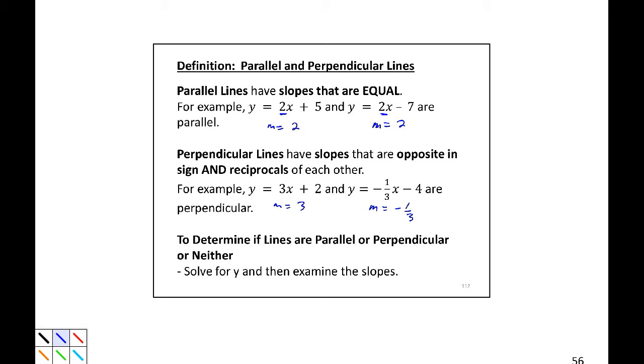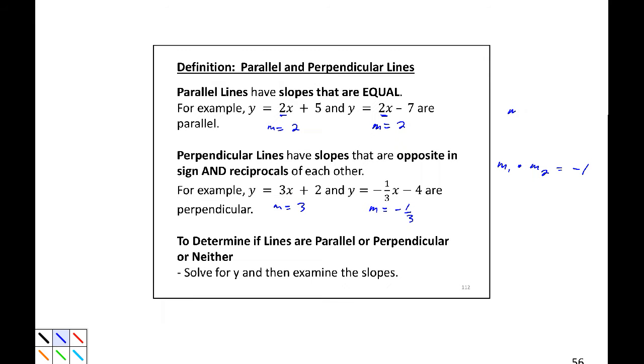Another defining characteristic about them, this is why they're opposite reciprocals, is if you multiply them, 3 times negative 1/3, you get negative 1. So if you take your first slope multiplied by your second slope and it's negative 1, they are in fact perpendicular. So what we need to do is solve for y on an equation if we're given it, and then examine the slopes. If m1 equals m2, if they're the same, then they are parallel. If you multiply them and they are negative 1, as a result, then they are perpendicular.